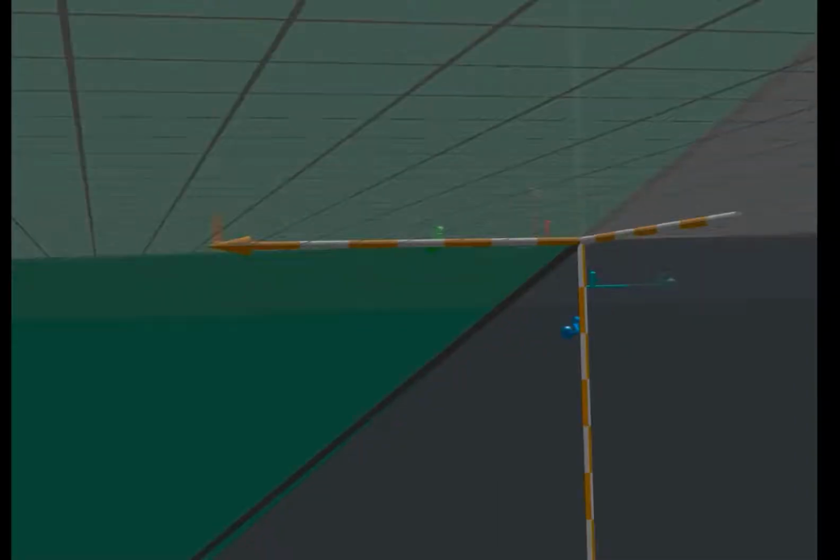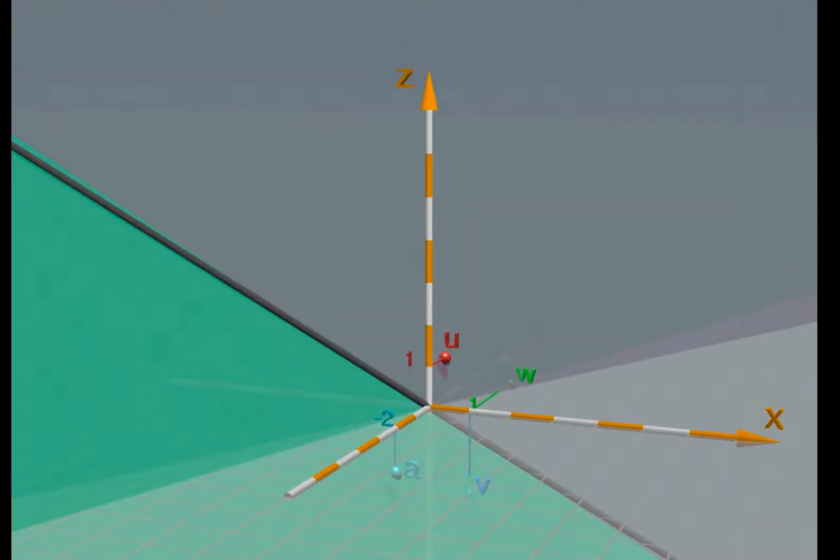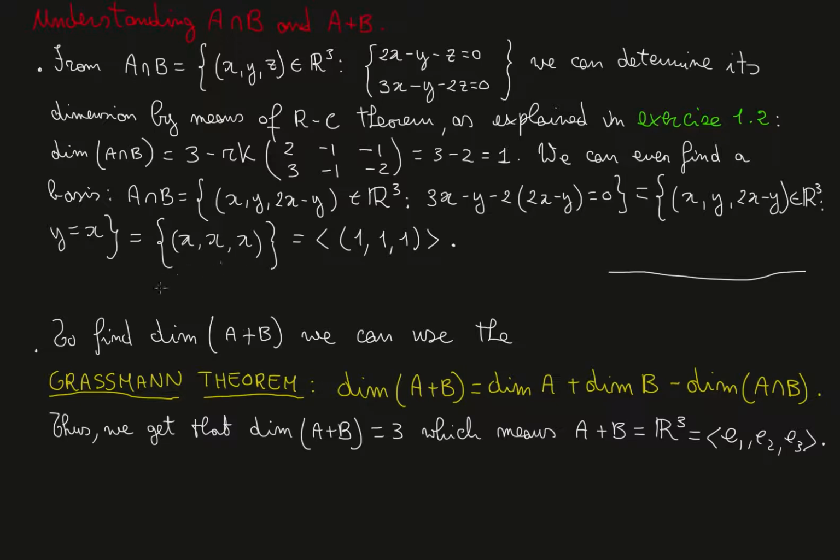So you see, that is the one-dimensional subvector space that represents the intersection of A and B. Now we consider the union, now we consider the sum A plus B. Let's see how to find the dimension of the vector space A plus B. Now there is a very important theorem that applies particularly in this situation.